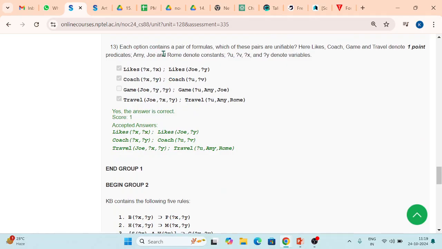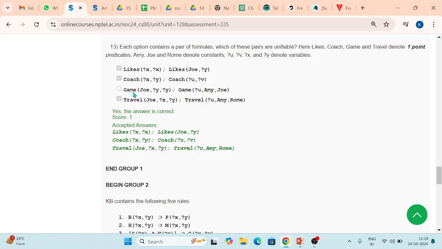If you see, each option contains a pair of formulas. Which of these pairs are unifiable? Unifiable means, for example, likes X and likes joy, and the meaning is that X is replaced with joy. Any variable can be replaced with a constant, and any variable can be replaced with a variable. These are the unifiable ones. So here variable X replaced with a constant is true. Here variable replaced with another variable is also true.